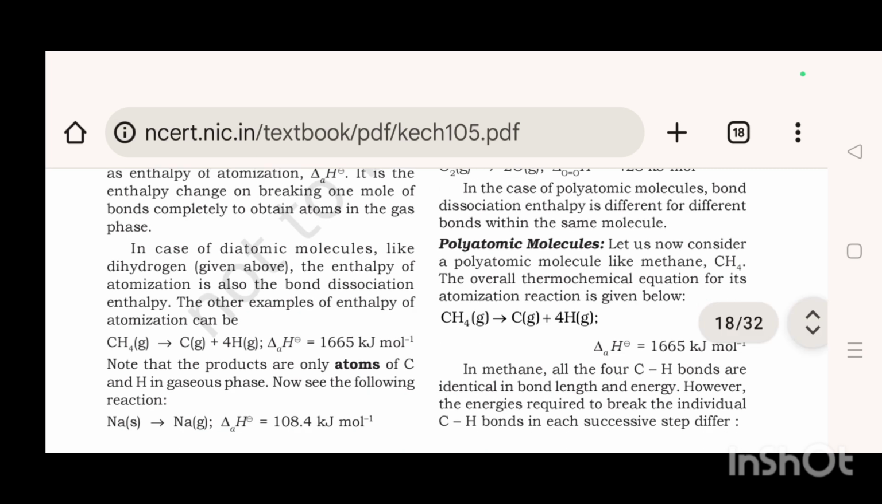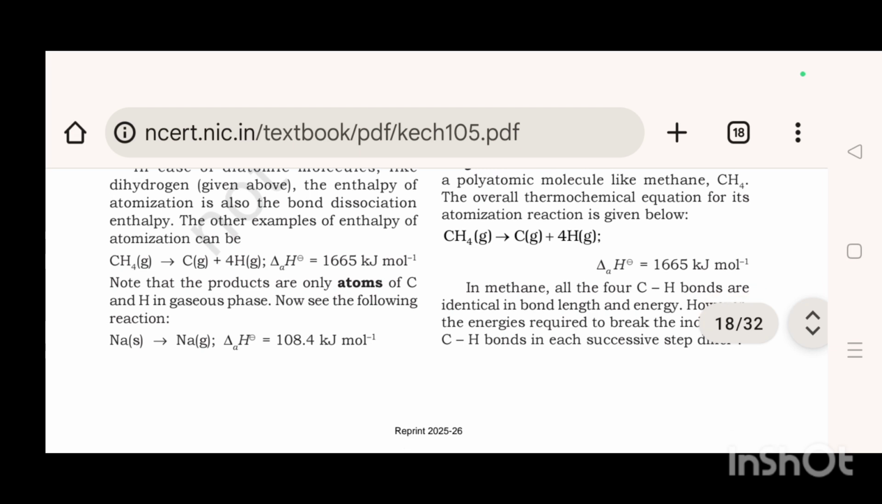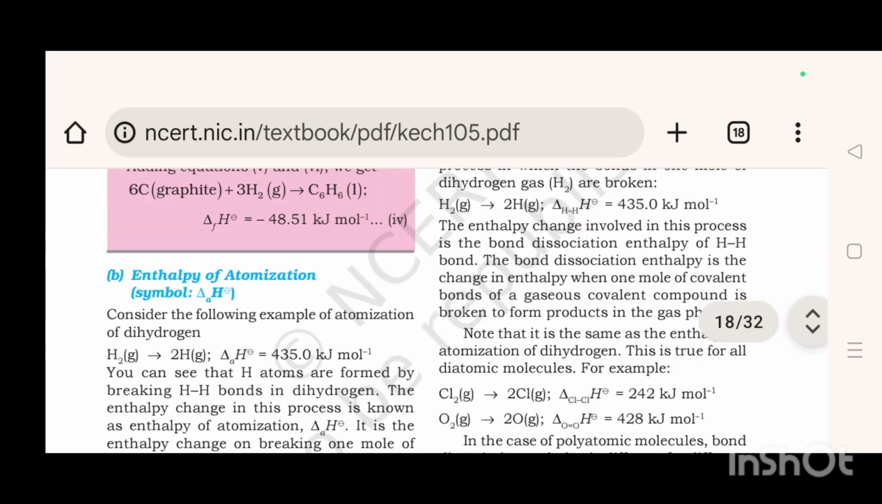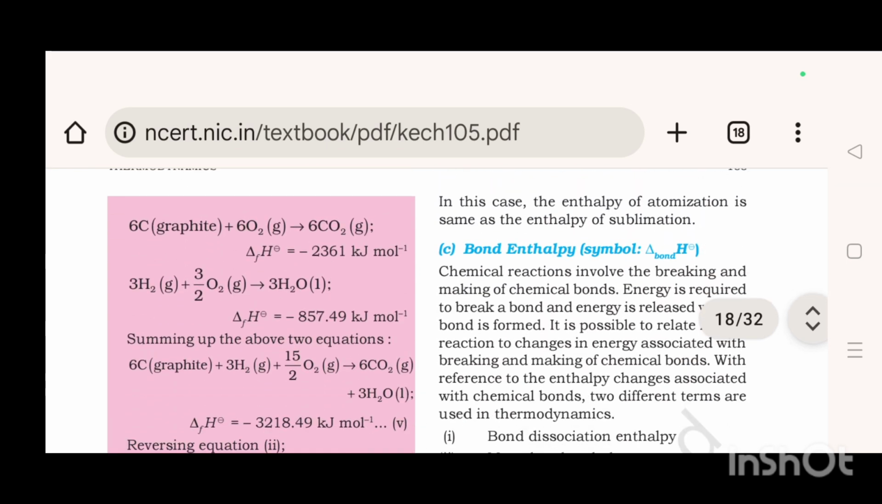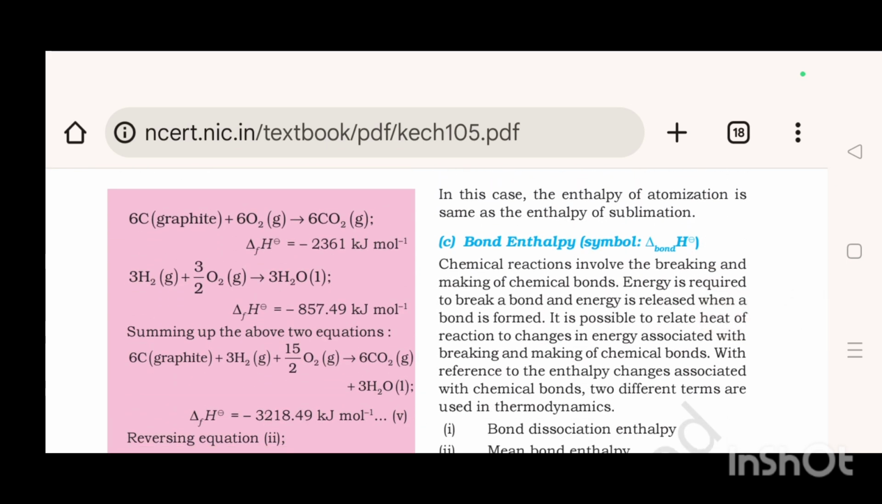Another example of enthalpy of atomization is CH4, which gives C (gas) plus 4H (gas), and the enthalpy of atomization is 1665 kJ mol⁻¹. Note that the products are only atoms of carbon and hydrogen in the gaseous phase. Now see the following reaction. Na (solid) gives Na (gas), and the enthalpy of atomization is 108.4 kJ mol⁻¹. In this case, the enthalpy of atomization is the same as the enthalpy of sublimation.